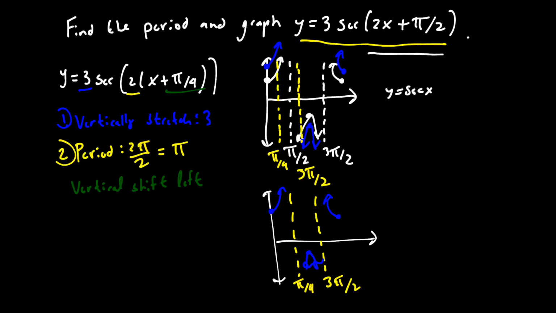And then for our last transformation, we're going to shift everything over left by pi divided by 4 units. And so one complete period of our graph will look like the following.